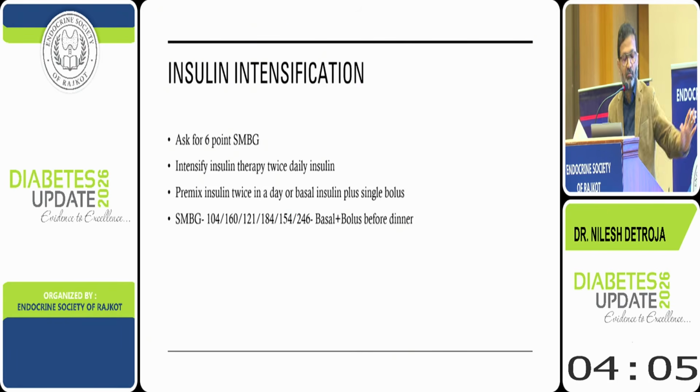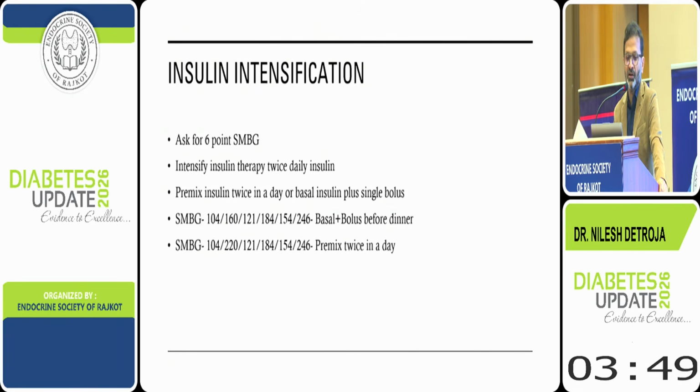Most of the sugars are fine. The only problem is post-dinner. The patient must be taking a heavy dinner. So what we can do here is continue with the basal insulin and just add a small bolus of 4, 6, 8 units of short-acting insulin before dinner, and that will take care of that part and your sugar will be normal.